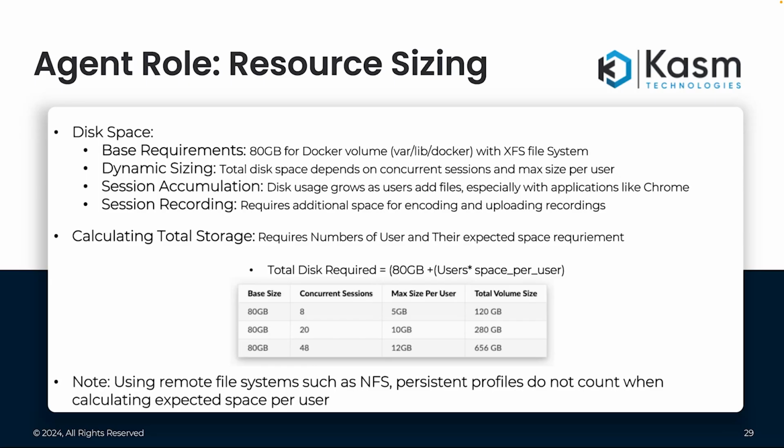Now, one thing I'll tell you, when doing these calculations, if you're using something like NFS for persistent profiles, then we don't have to worry about those persistent profiles being part of this, right? That's all going to be something that gets dynamically mounted in as the user connects. That's where their profile is going to be stored, along with any of those persistent items. So that's where persistent profiles really come into play. And so again, that won't count in regards to this as long as you're leveraging persistent profiles in that manner, where it's offloaded to an NFS share.